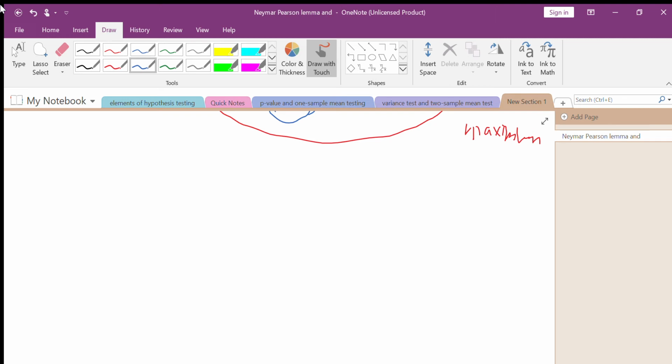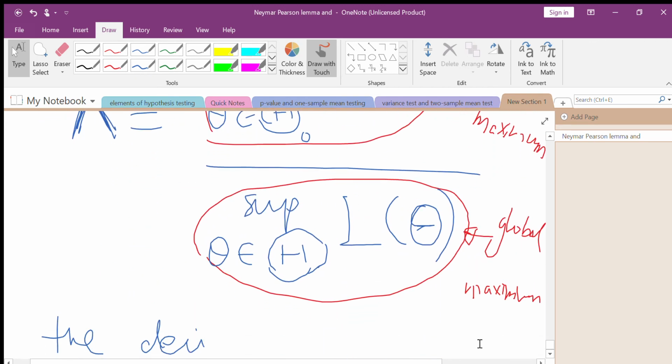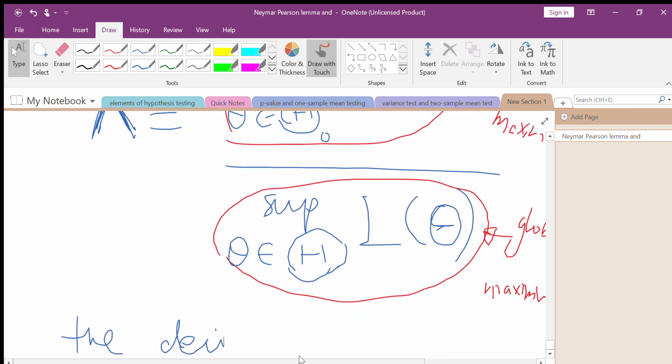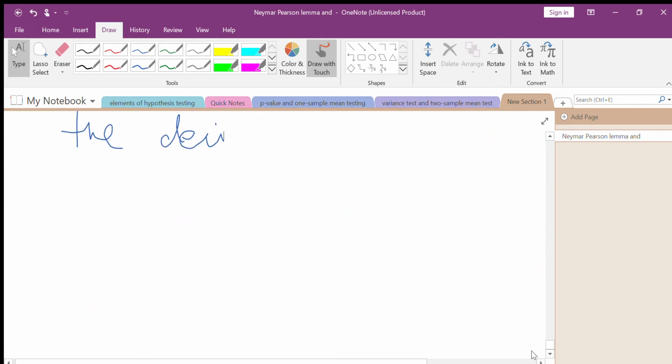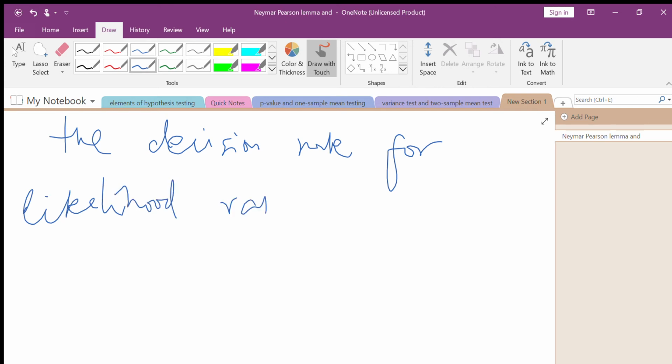So why is this helpful? Because we can use this likelihood ratio test statistic to find the decision rule. The decision rule for the likelihood ratio test statistic has a rejection region.